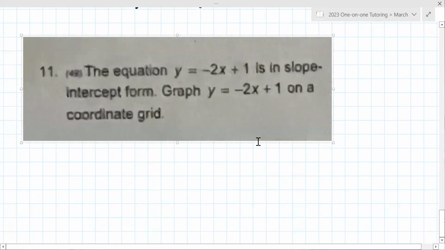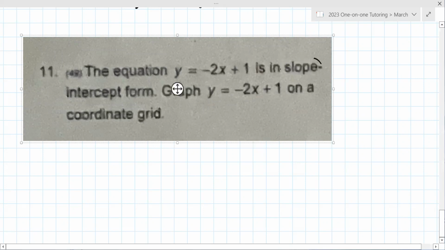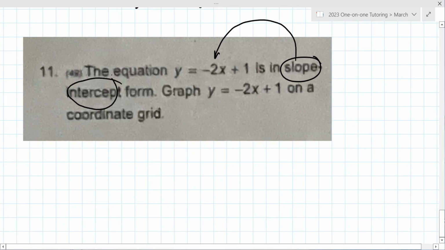All right. The equation y equals minus 2x plus 1 is in slope intercept form. One of the things I don't think students appreciate enough, and hopefully you will after you hear me say this, is that the name tells you what's in it. It has a slope and an intercept, specifically a y intercept. So the slope here is negative 2 and the B value is 1. It's telling you what's in there.